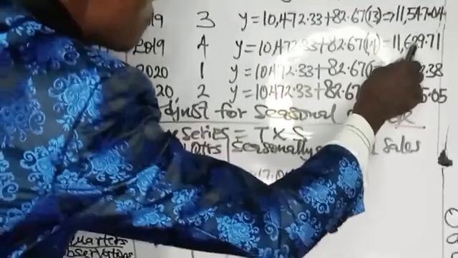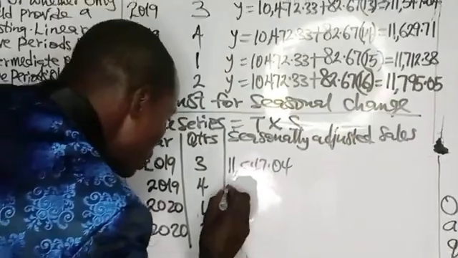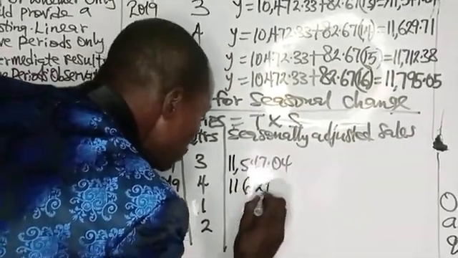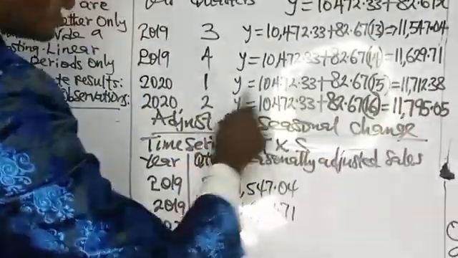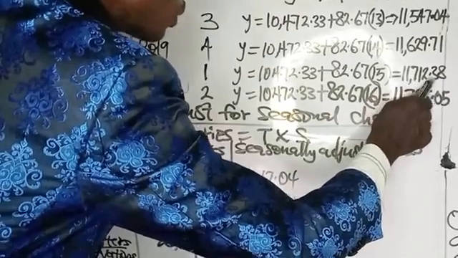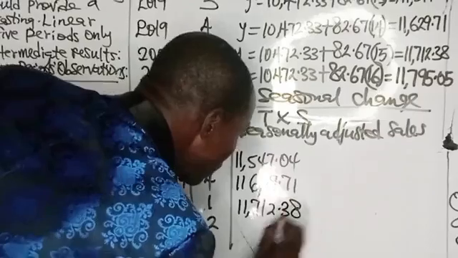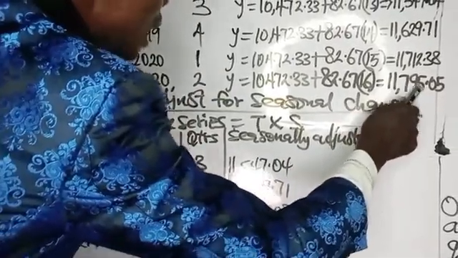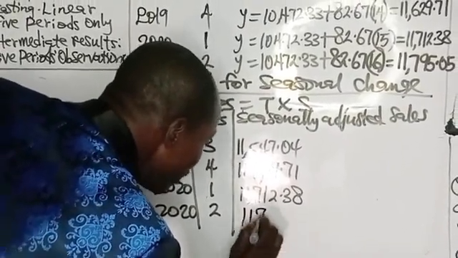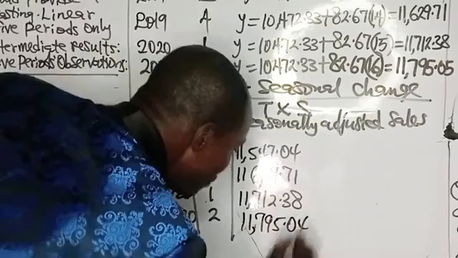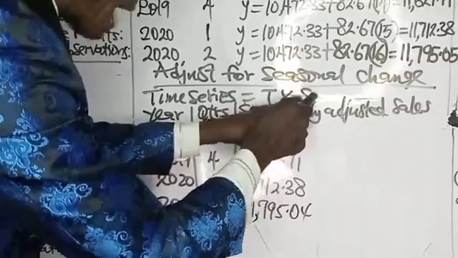Then for quarter 4, we have 11,629.71. Then quarter 1 of 2020, 11,712.38. Then quarter 2, 11,795.05. Then these are the trend, multiplied by seasonal percentage.